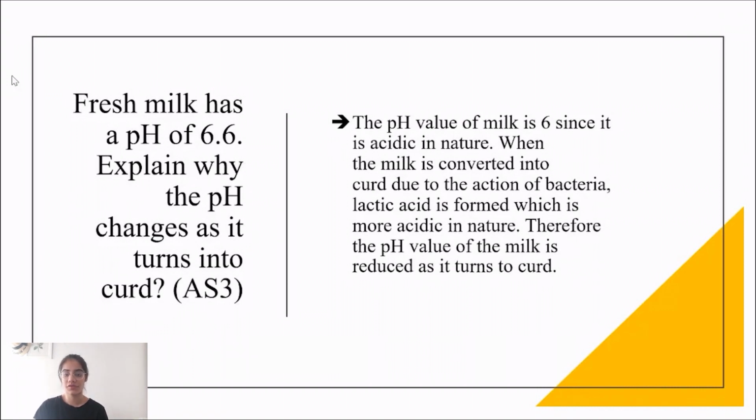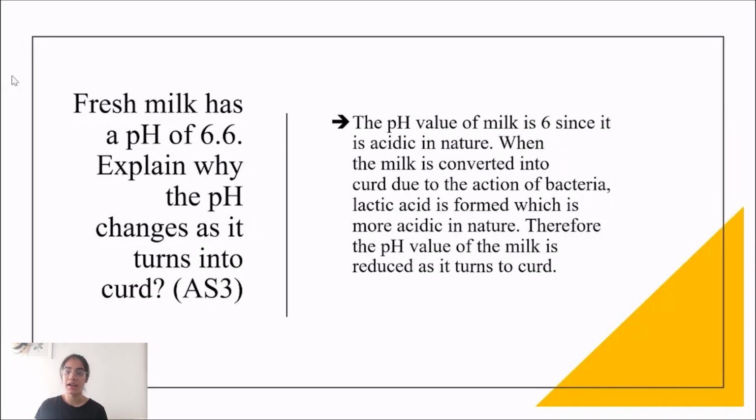Fresh milk has a pH of 6.6, and why does it change? Because it turns into curd. Fresh milk has a pH of 6.6, sometimes it's slightly basic, and we know that it takes a very long time to set into curd. But once the milk sets into curd, the action of bacteria takes place, and these bacteria produce acids. That acid is called lactic acid. That lactic acid is more acidic in nature. Therefore, the pH of the milk, once this curd is formed, will decrease as it turns to curd, because the whole substance that will be formed will be acidic in nature.